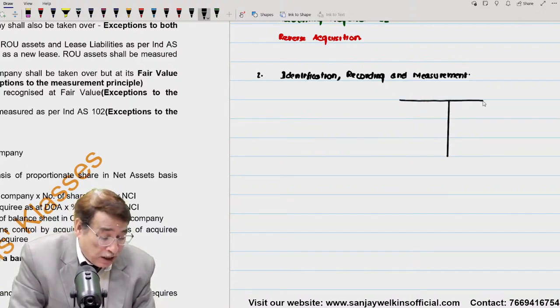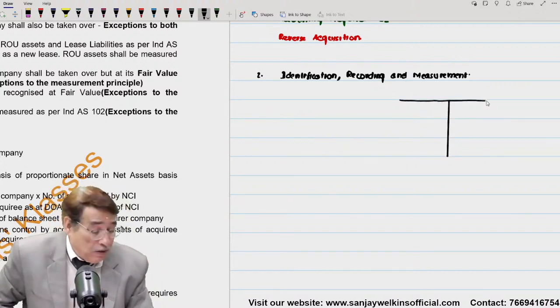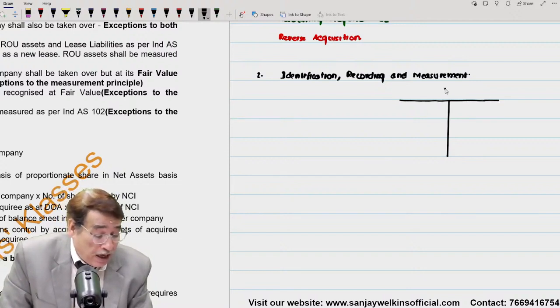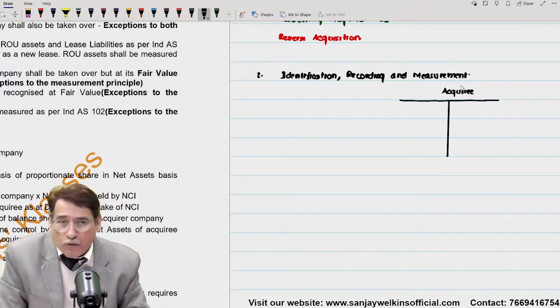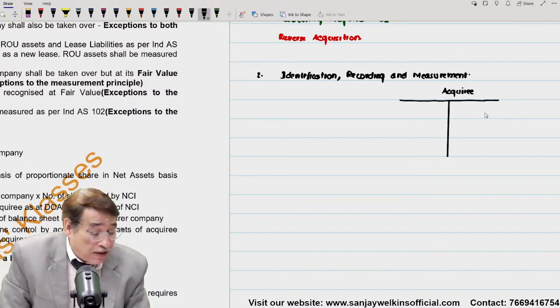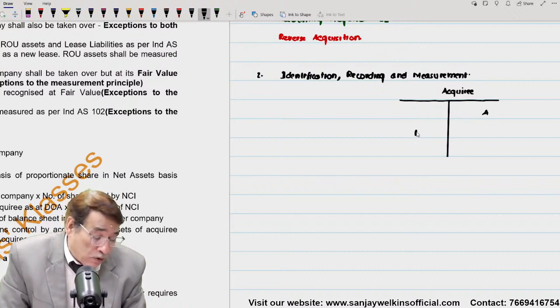Let us say this is the balance sheet, correct? This is the balance sheet of the acquiree entity. The acquiree entity is one which is being taken over by, or whose control is taken over by, the acquirer entity. Obviously, the acquiree company will have some assets and some liabilities, no doubt about that.